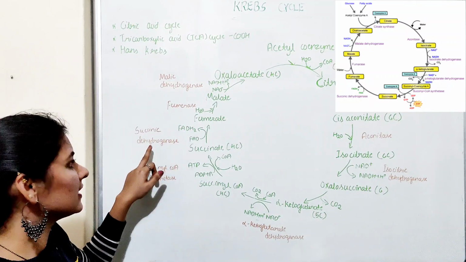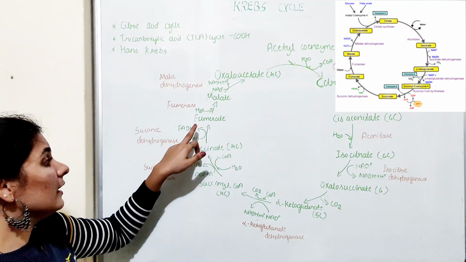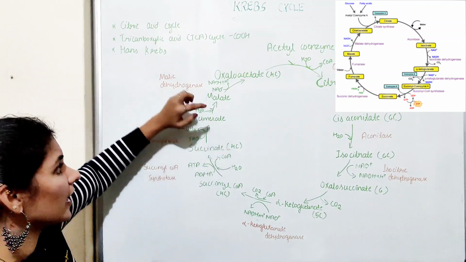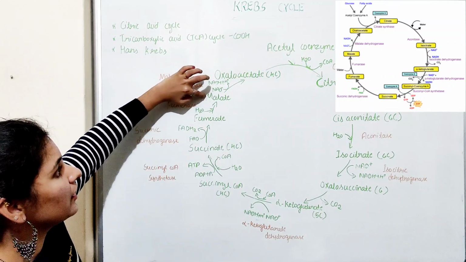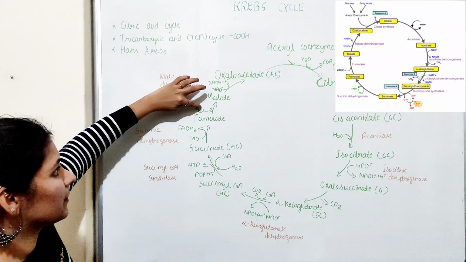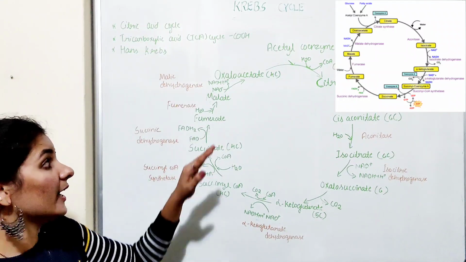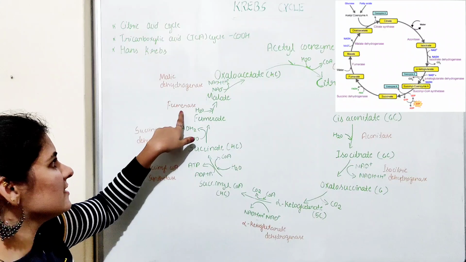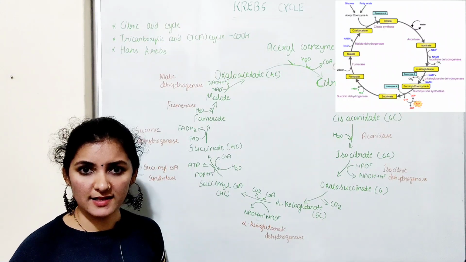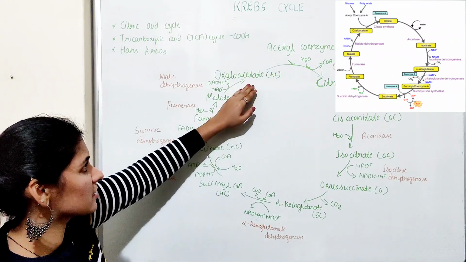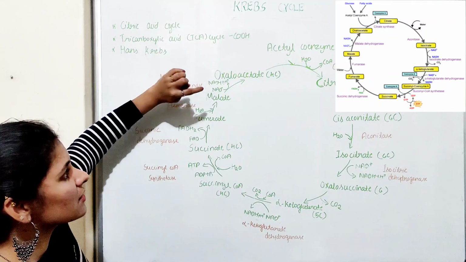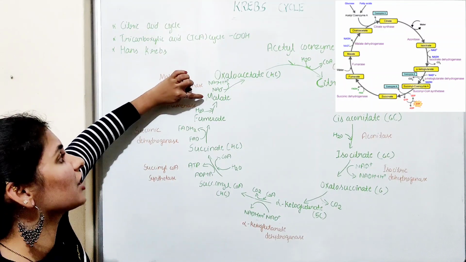and this reaction is catalyzed by the enzyme known as succinic dehydrogenase. In the next step, this fumarate in the presence of water is converted into malate, and this reaction is catalyzed by the enzyme known as fumarase.